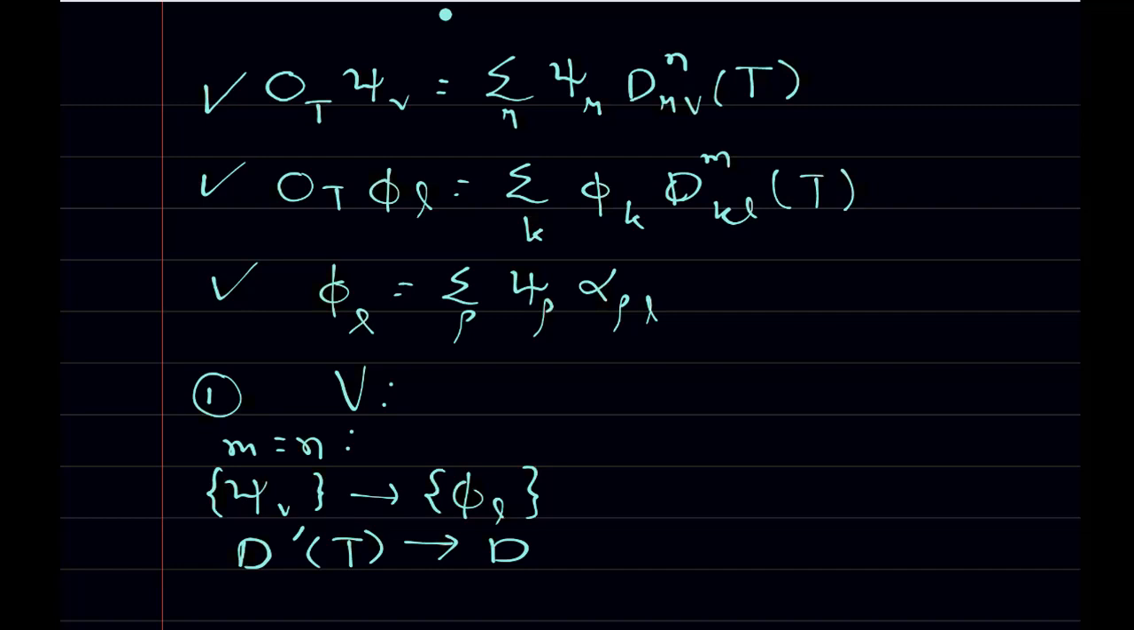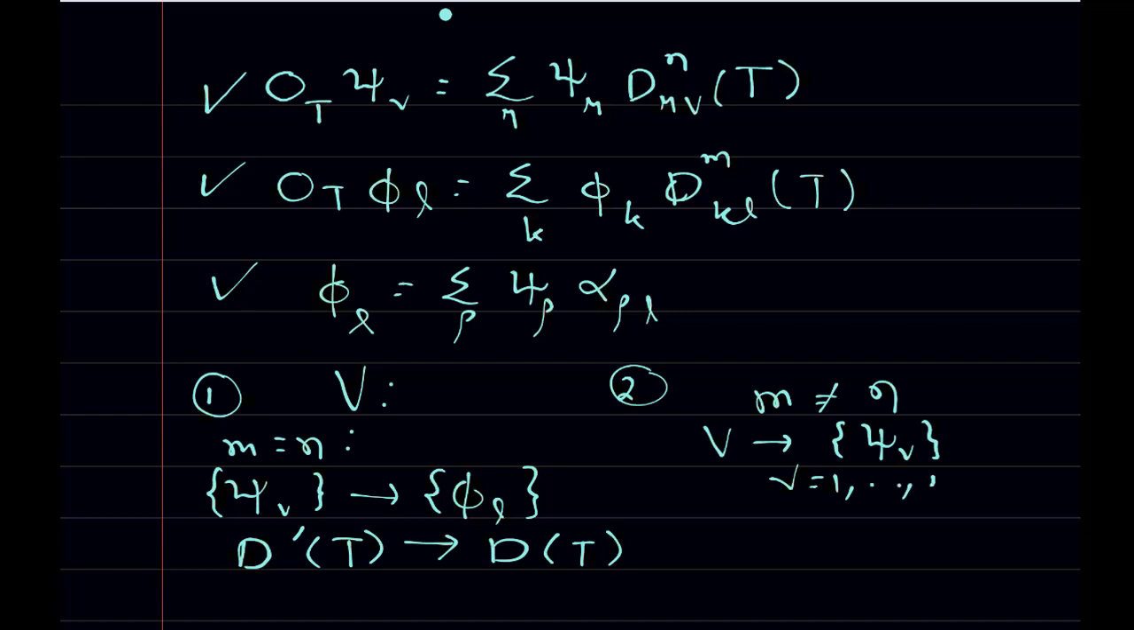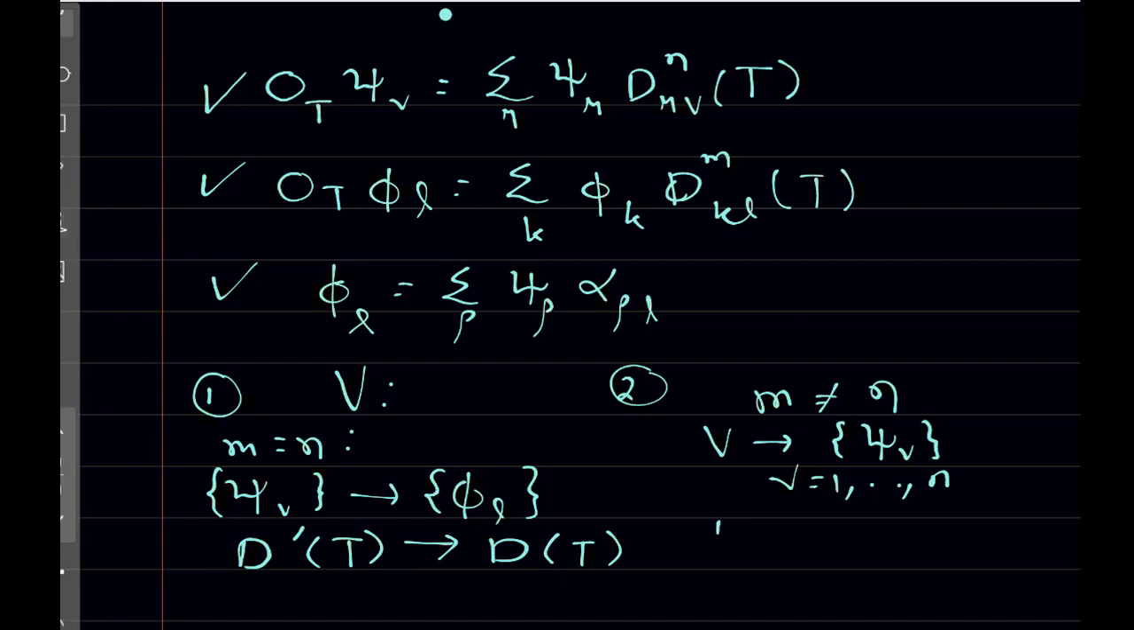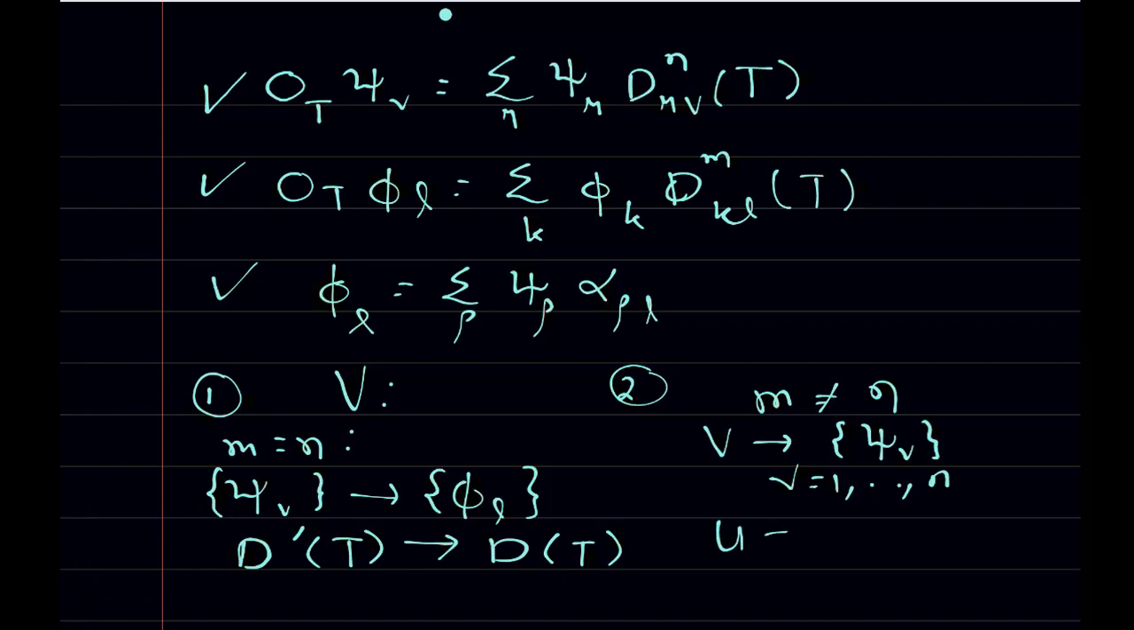But if m is not equal to n, that means we are talking about two different vector spaces. One vector space whose basis is psi of nu, where nu goes from 1 to n, and another vector space, I'm using very bad notation, so another vector space U such that the basis set is phi of L, and L goes from 1 to m, and m is less than n. So you are going to a smaller vector space.